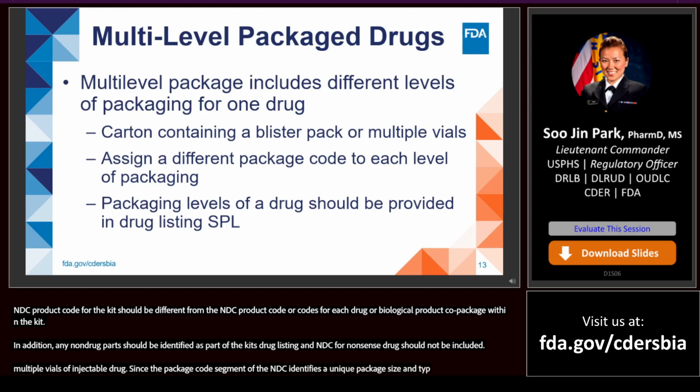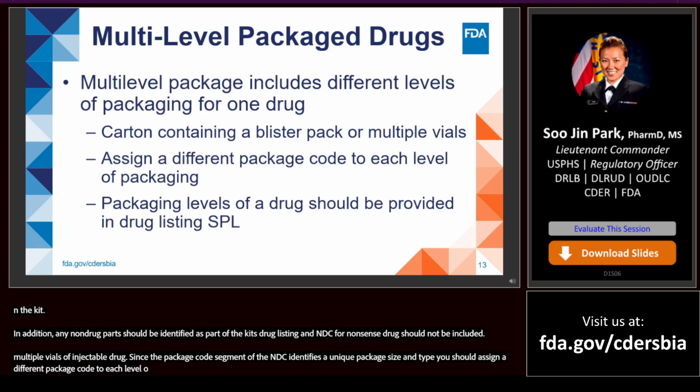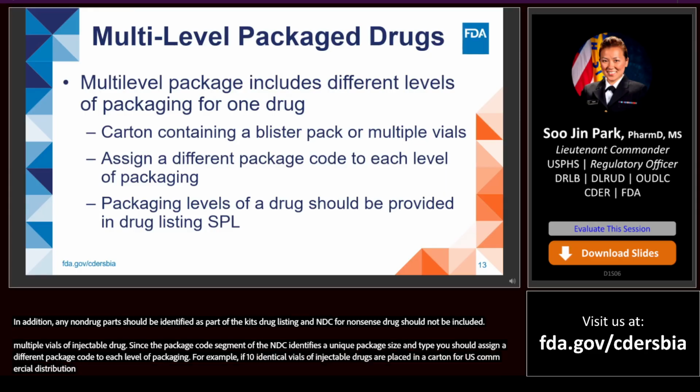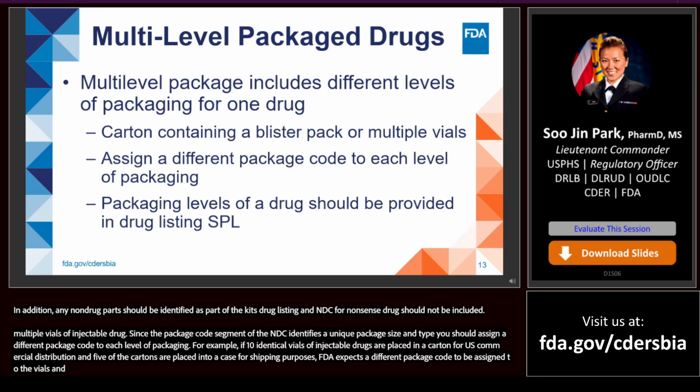For example, if 10 identical vials of an injectable drug are placed in a carton for U.S. commercial distribution, and 5 of the cartons are then placed into a case for shipping purposes, FDA expects a different package code to be assigned to the vials and carton, and no NDC should be assigned to the shipping case.